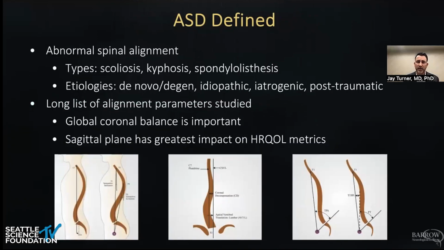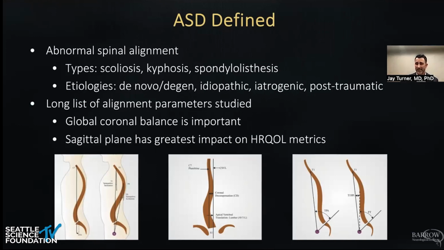So, how do we define deformity? Essentially, adult deformity is abnormal alignment in an adult over 18 from a variety of different etiologies, and there's been a long list of alignment parameters that have been studied to try to understand what's meaningful. And we're going to boil down the coronal and sagittal plane to two lines. This would be where global coronal balance seems to be important. What happens in between, the residual Cobb angles, seems to be less important.